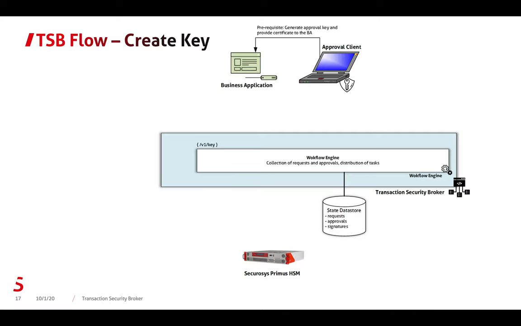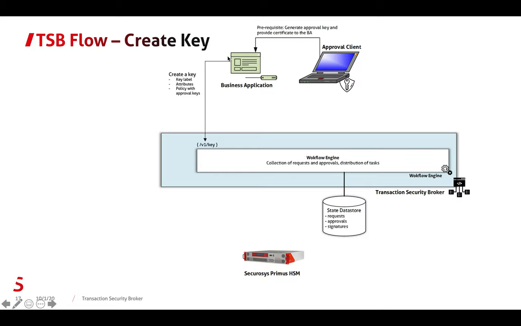So, data flows. I'll show you two examples. We'll start with creating a key. So we have the TSB here with its workflow engine and state data store. We have the approval client, for purposes of this example only one, and the business application. The assumption is that the approval client generates its own or somehow gets the approval private key and provides a respective public key to the business application. And we have the HSM down here.